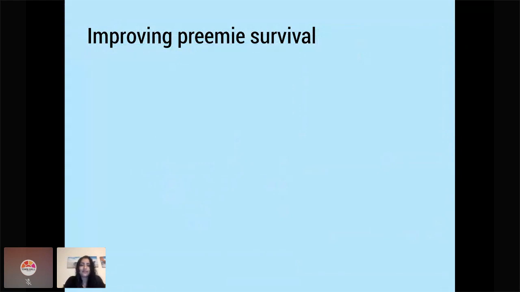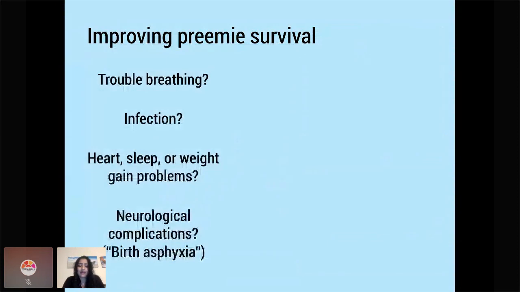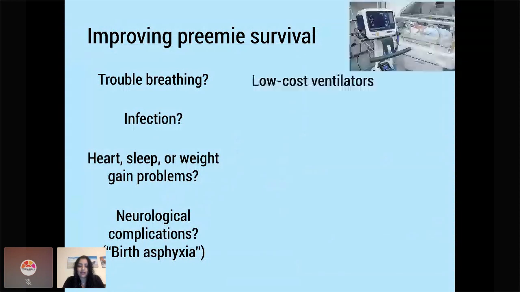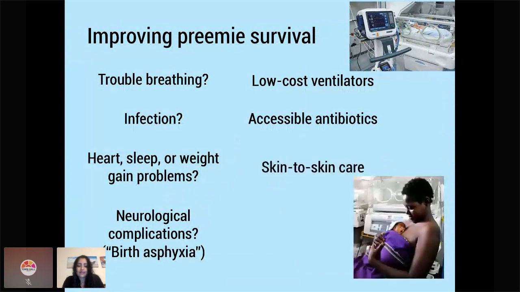From all this research, there have been a few recent advancements in keeping preemies alive, especially in low resource areas. For example, premature babies have underdeveloped lungs. They need to be hooked up to ventilators that can cost $30,000 to $40,000. But recently, Seattle researchers invented a ventilator that can be made from cheaper materials, costing just $1,000 altogether. For infections, which are the leading cause of infant death, global organizations are improving the affordability and availability of antibiotics. For heart, sleep, or weight gain problems, recent research has shown the importance of educating doctors, nurses, and mothers on skin-to-skin care, which can cure many of these issues.